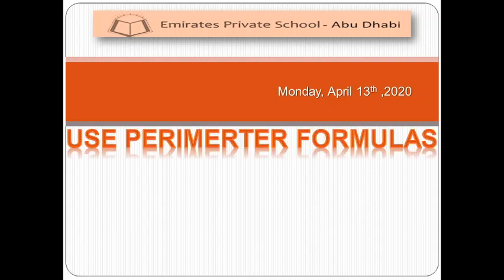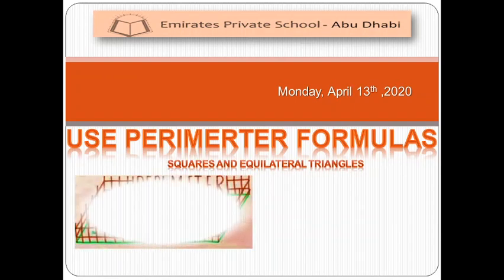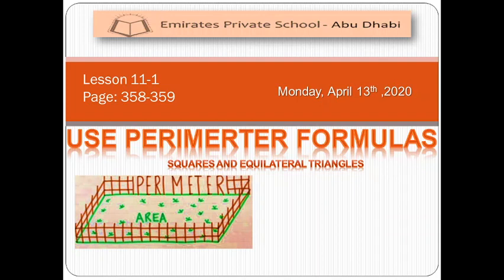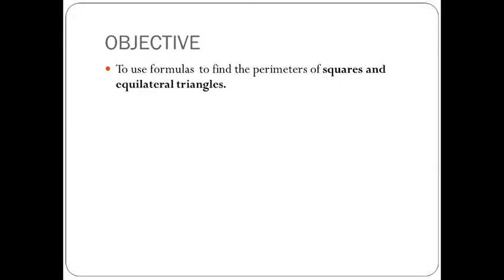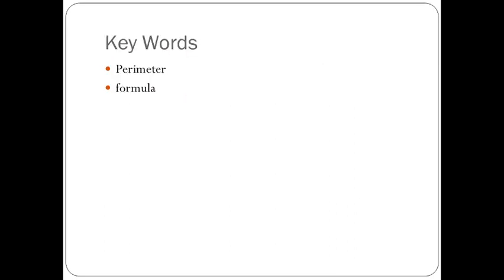So, today's lesson is use perimeter formulas for squares and equilateral triangles. Lesson 11:1 on page number 358 to 359 in your textbooks. Objective: to use formulas to find the perimeter of squares and equilateral triangles.